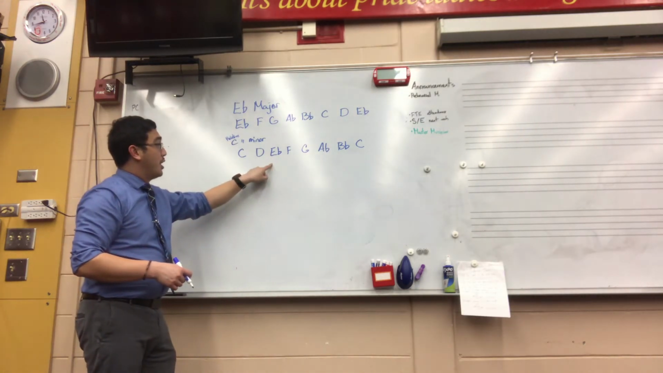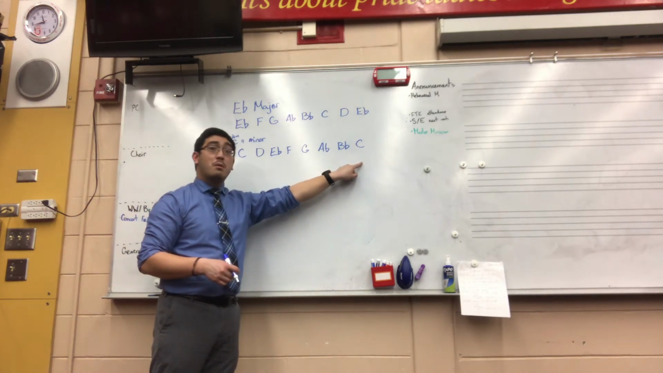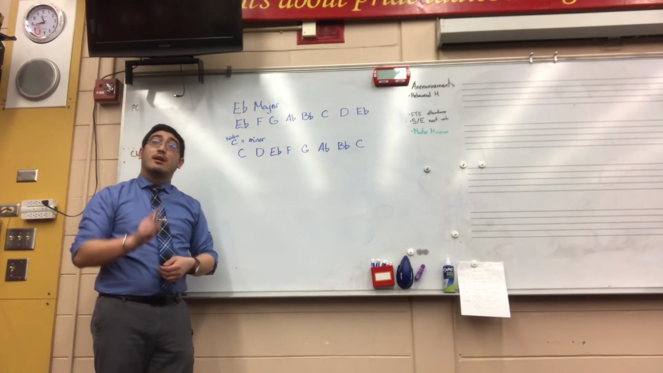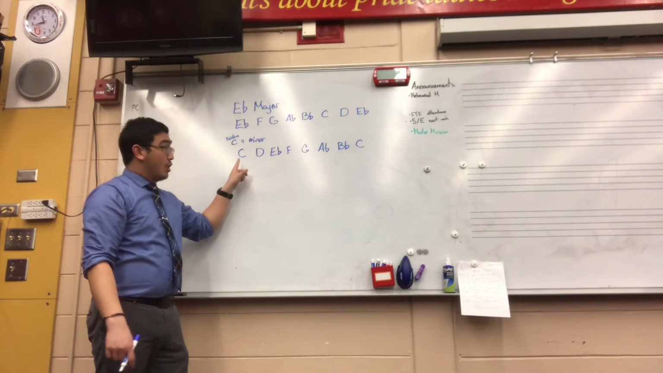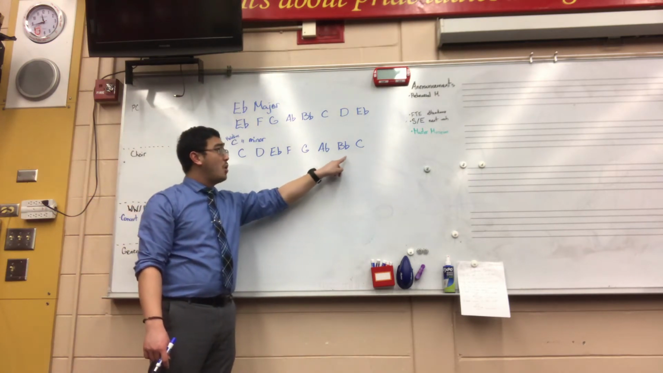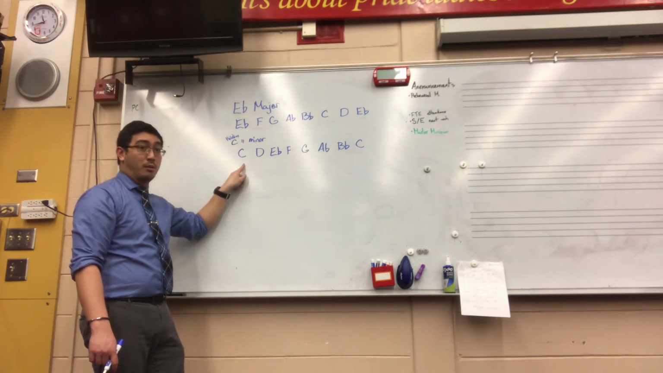Do, re, mi, fa, sol, la, ti, do. And your natural minor has the same notes ascending and descending. So this scale, do, re, mi, fa, sol, la, ti, do, te, le, sol, fa, mi, re, do.